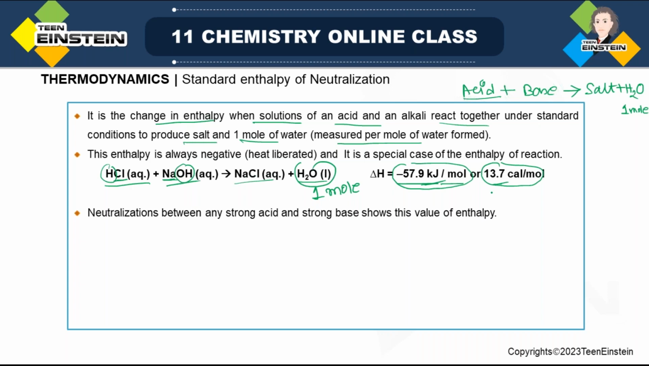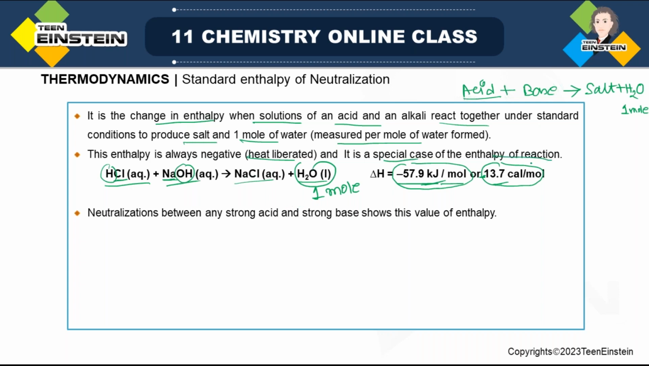These two values, it is better if you can remember them, because for any strong acid and any strong base, this value is always common. What I'm trying to say is, suppose instead of taking HCl and NaOH, you have taken some other strong base or other strong acid, then also for the production of 1 mole of water you will get the same value of del H. Again, you will get 13.7 or minus 57.9. So there will be a negative sign. It is always negative.